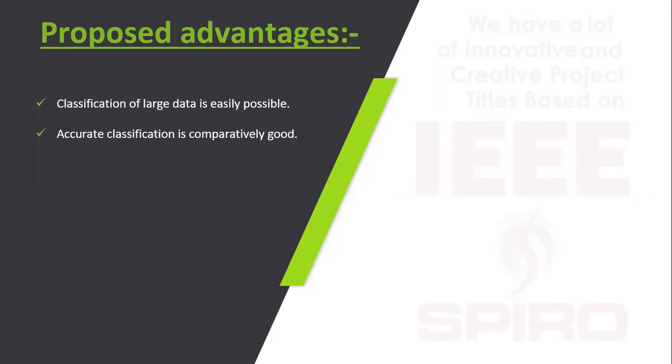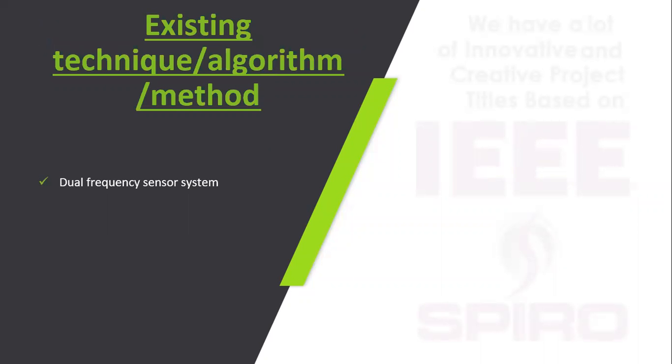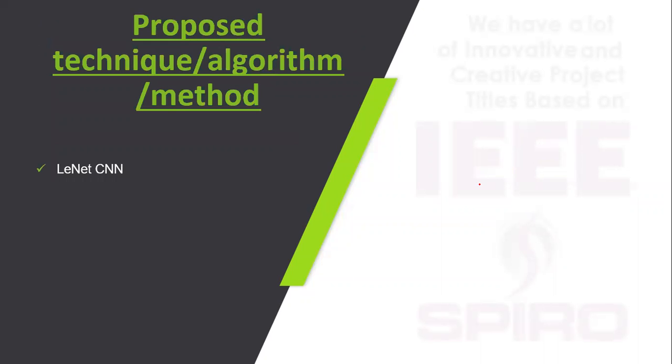Proposed advantages: as we are using neural networks, higher accuracy is achieved when the data sets are large, and more accuracy will come when we give more inputs or more images to train. Existing system: they have used a dual frequency sensor system. Proposed: LeNet CNN. LeNet is one type of CNN network which is used to reduce the error rates while training.